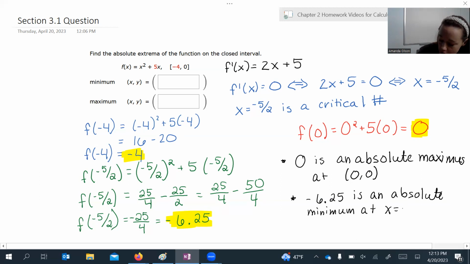And that occurs at x equals negative 2.5, or you could say negative 5/2, negative 6.25. So if we write them as decimals, our minimum is going to be the point negative 2.5 comma negative 6.25. And then our maximum is 0, 0.